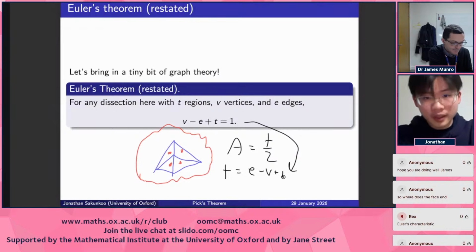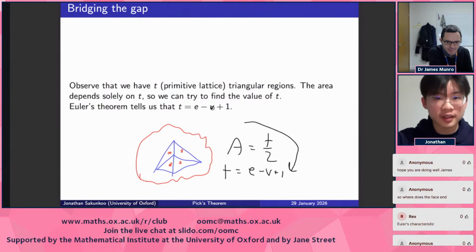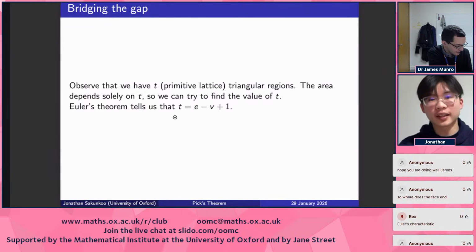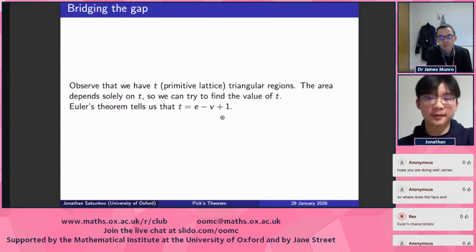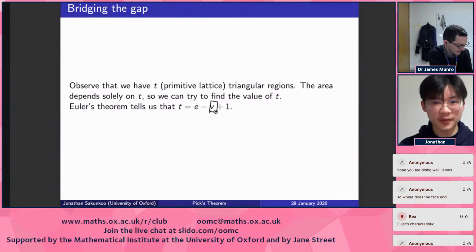And now the next thing we want to do is perhaps, okay, we have T equals E minus V plus 1. Now, we want to find this number in terms of probably I and B eventually, the number of points on the inside and the boundary points. So what we're going to do is try and express E and V in terms of things that we already know. So I think the easiest one to start with is V.